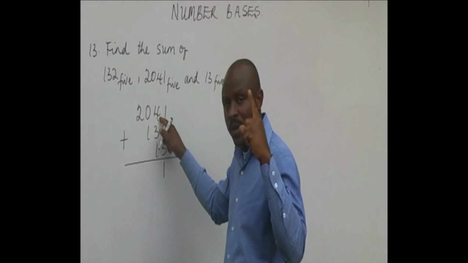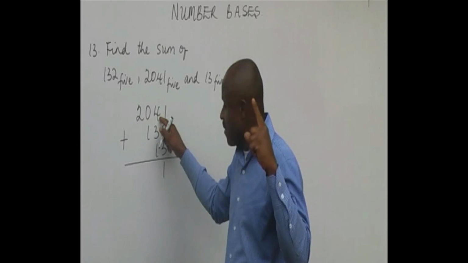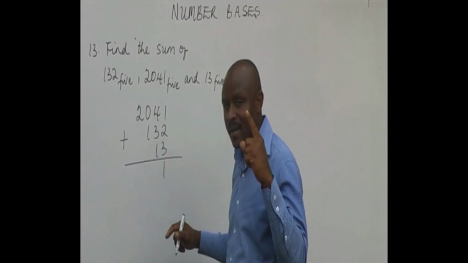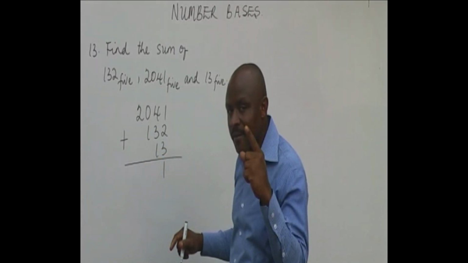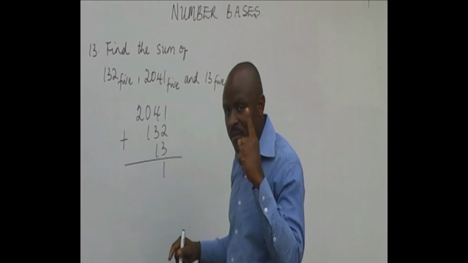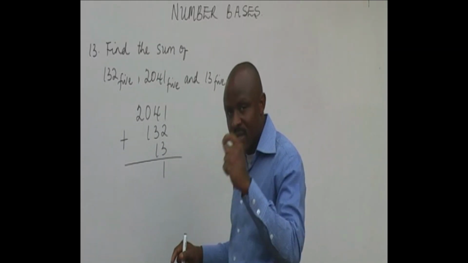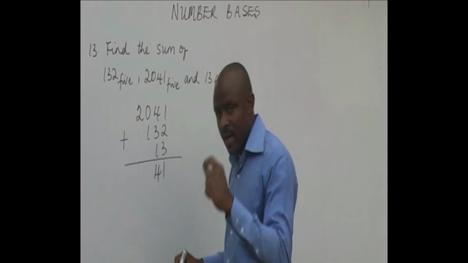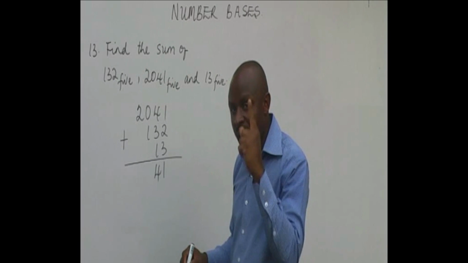That 5 you removed is now 1. Add it to 4. 4 plus 1 is 5. Plus 3 is 8. Plus 1 is 9. You are adding in base 5. 9 has only one piece of 5. Remove that one piece. What is remaining? 4. So write down 4.